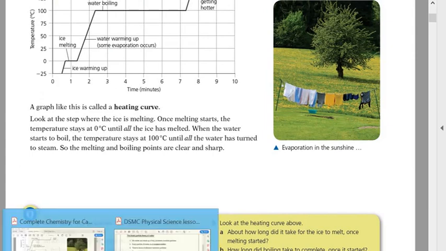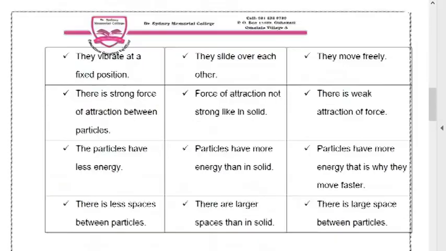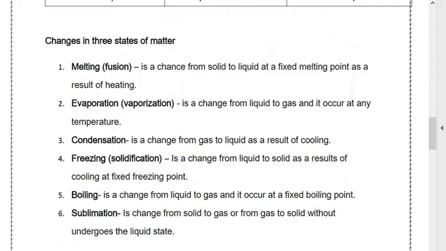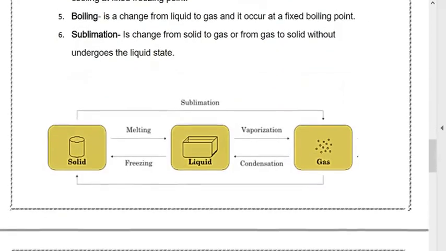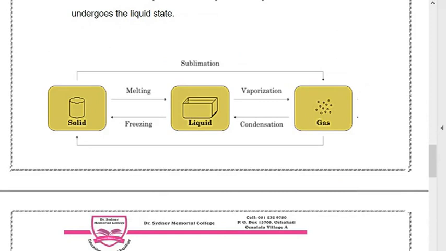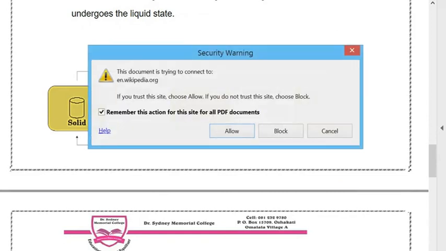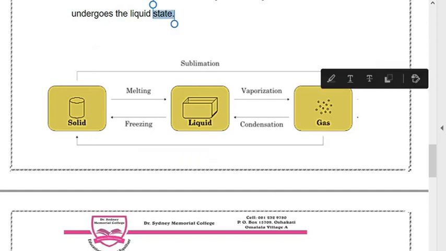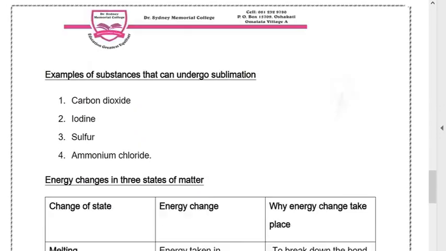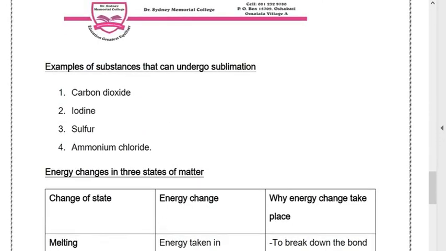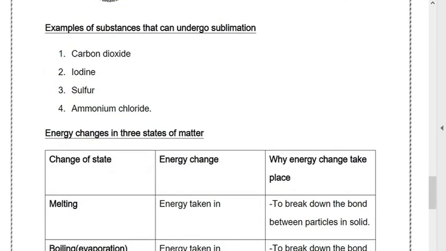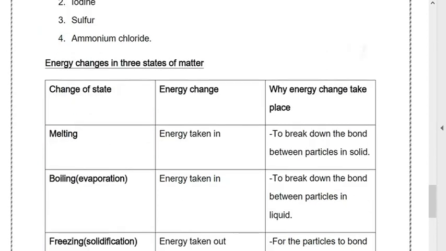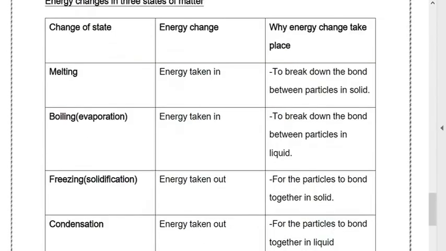So also on your PDF, in the notes, we put the different changes of state and a graphical representation to show you when you're moving from the solid, going to the liquid, then going to the gas, and then back. Sublimation, freezing, condensation. All those states, you must know, and the substances which can undergo sublimation. Here they are, stated here. These are the substances which can undergo sublimation.